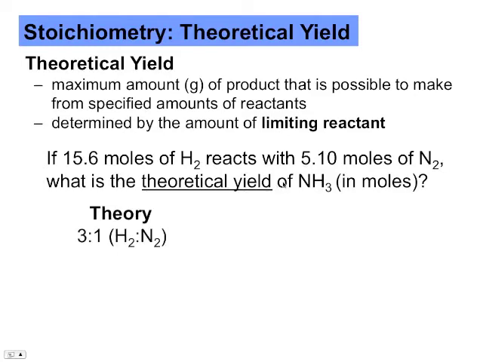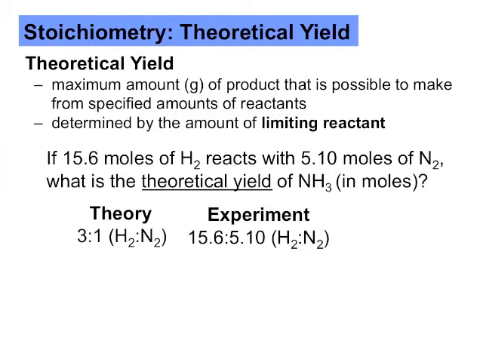So what's the theoretical mole ratio? Well, we showed you that from the balanced chemical equation on the previous slide. It's 3 to 1 hydrogen to nitrogen. So what is it in our experiment? Well, it's 15.6 to 5.1. Now we need to simplify this so we can compare it with our recipe ratio, which is 3 to 1. So if we divide 15.6 and 5.1 by 5.1, we will simplify this to 3.06 to 1.